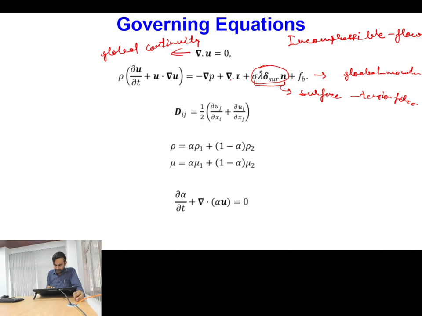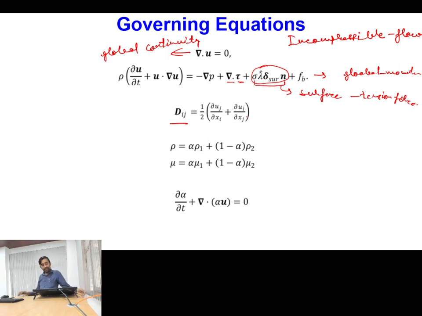And here you have to remember that when I write the divergence of stress, the stress I will write in terms of viscosity times deformation tensor, and deformation tensor is half of del uj by del xi plus del ui by del xj.